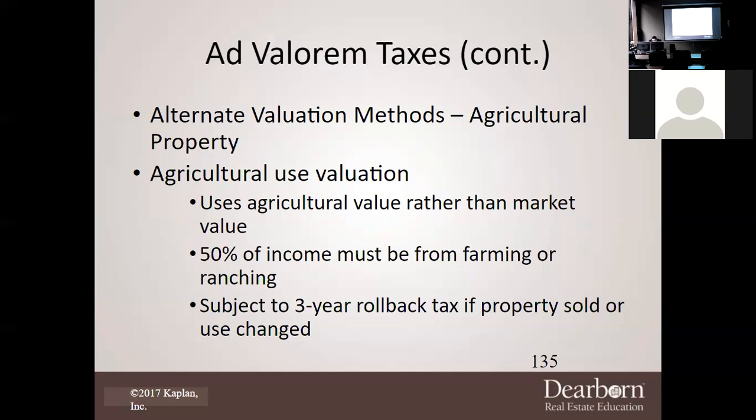So if, Travis, you sell your property, say it was for farming, and you sell it to Mr. Eugene for residential, they have up to 3-year rollback taxes that they can go back and change it for payment. Okay.